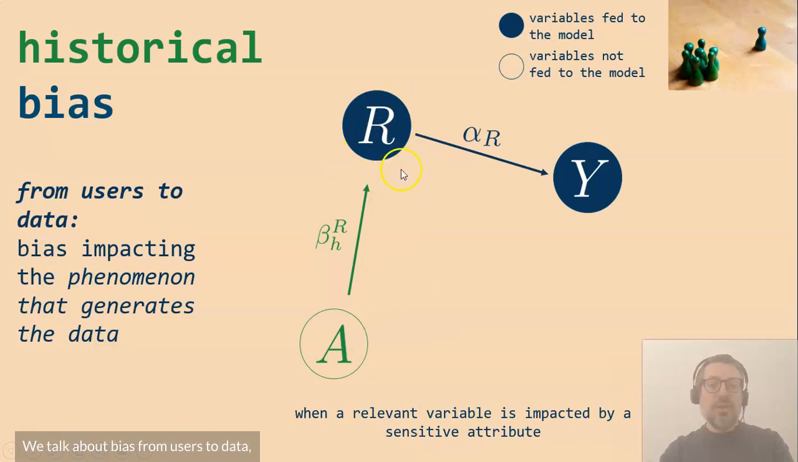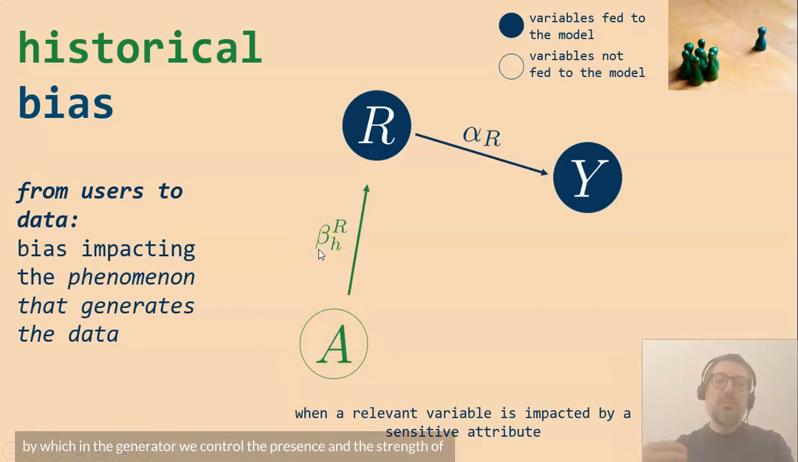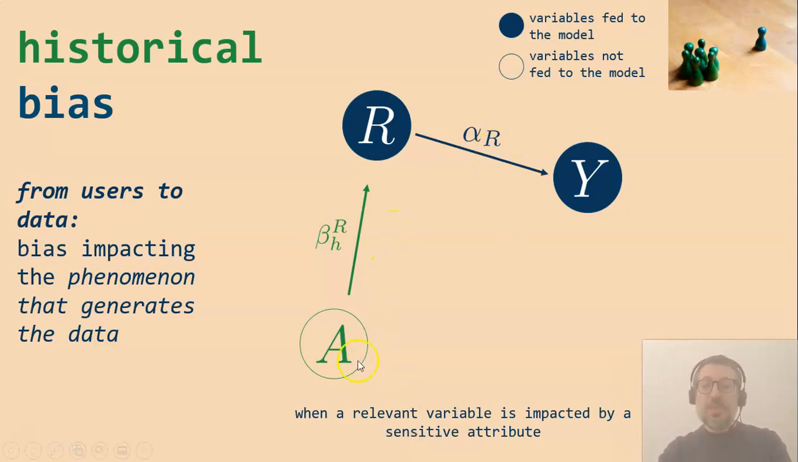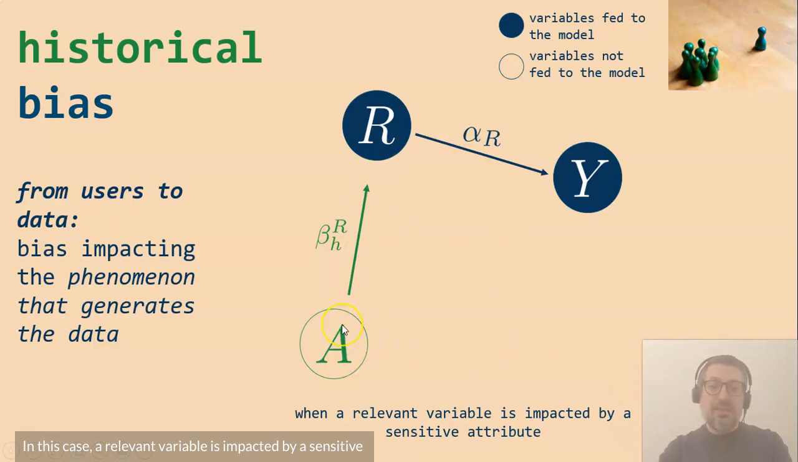We talk about bias from users to data and in particular, we talk about historical bias. When we have a relevant variable R, you can think, for example, about income that is relevant for the problem, so it impacts the target variable Y, but is in some sense skewed, dependent on some sensitive features. With beta, we denote the parameter by which in the generator we control the presence and the strength of bias. And with alpha, in the generator, we denote parameters that govern the strength of the dependencies between the variables. So in this case, a relevant variable is impacted by a sensitive feature.